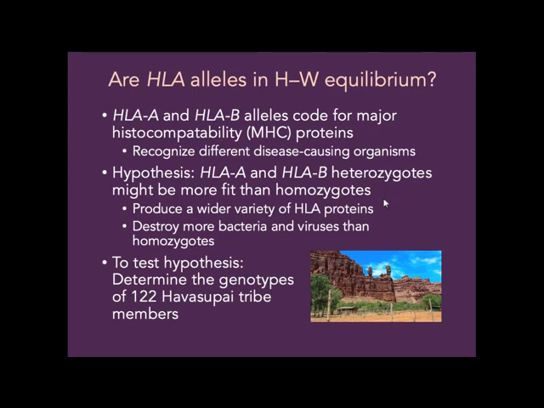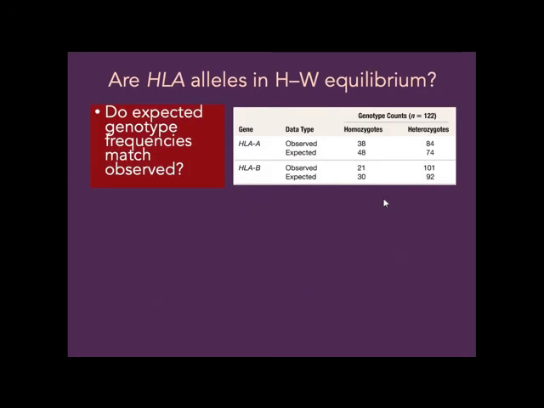All right, so to test this hypothesis, researchers went to the Havasupai tribe in the Grand Canyon, and they determined the genotypes of 122 people. All right, and this is what they found. So for the first locus, the HLA-A locus, they observed, oh, and by the way, these results look a little bit different than what I just showed you. Because our hypothesis is about differences between homozygotes and heterozygotes, they added together big A, big A and little a, little a, right? So, all right, so there's 38 homozygotes, and there's 84 big A, little a individuals.